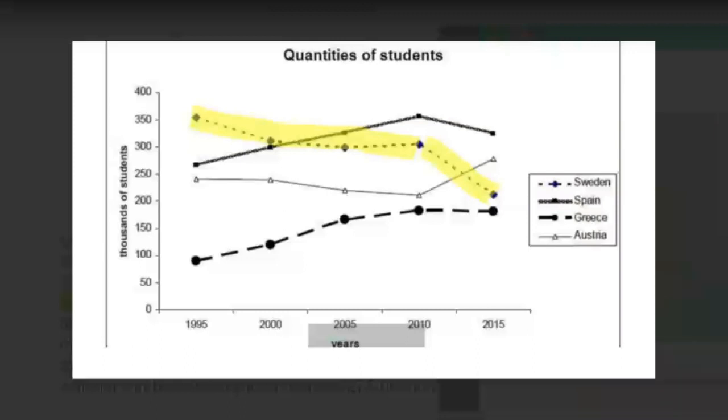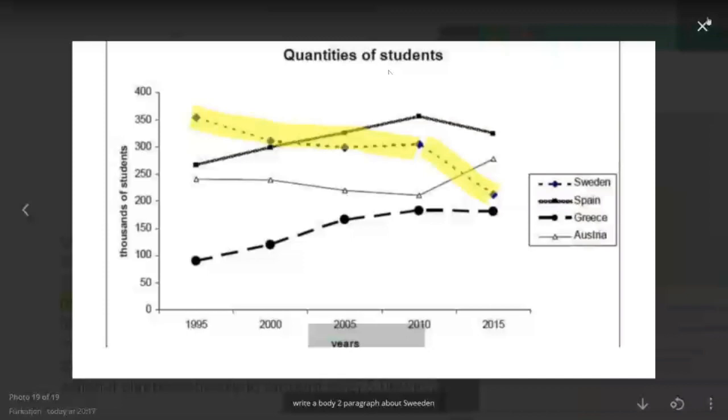Regarding Sweden, the figure for this country was approximately 360. Not falling. Instead, you should say, Mavlambek, you should say, and fell, yeah, not falling.